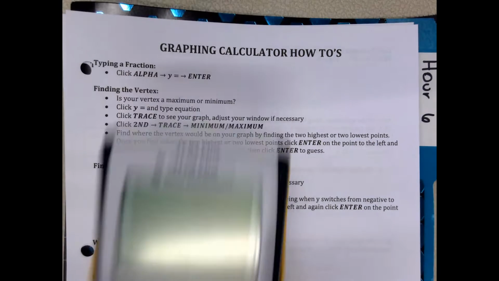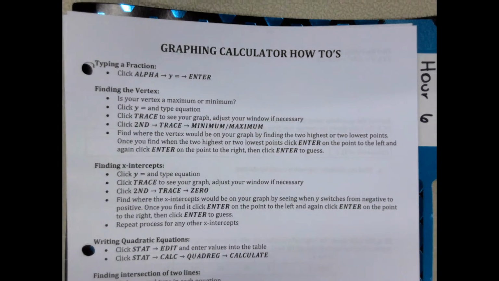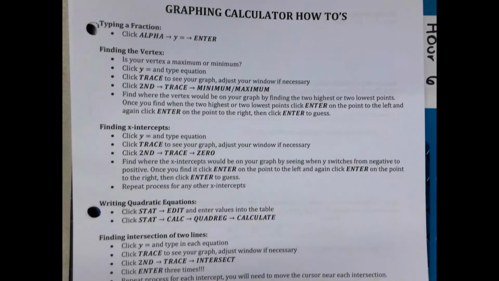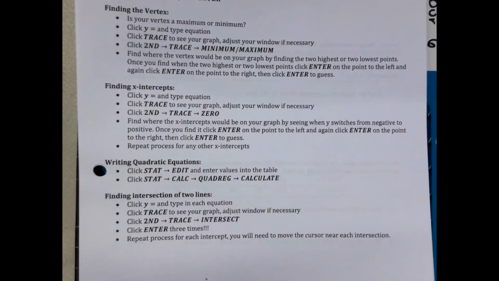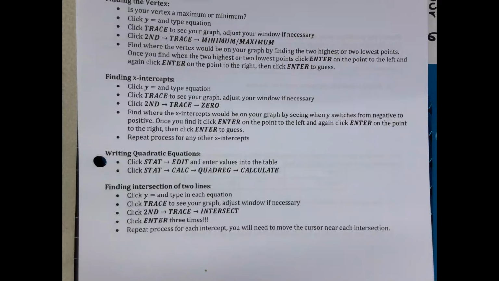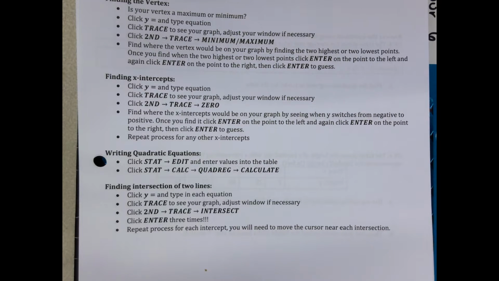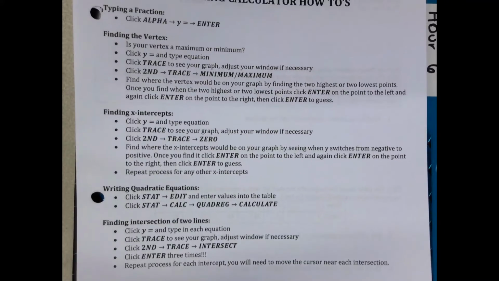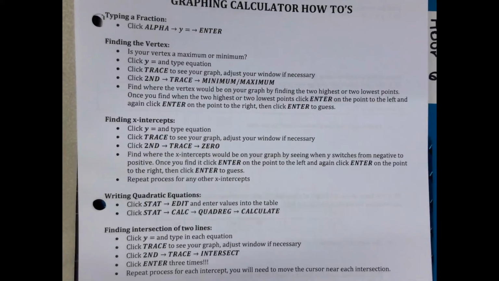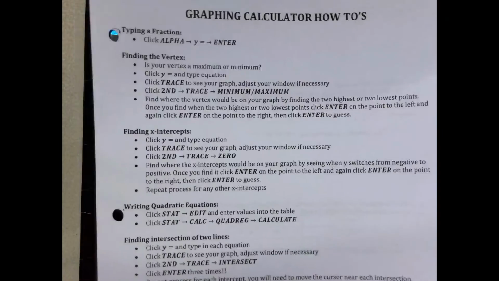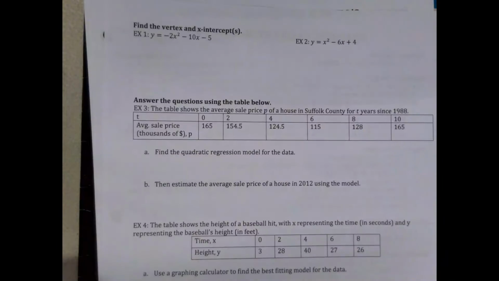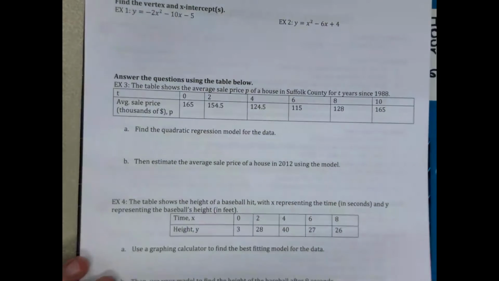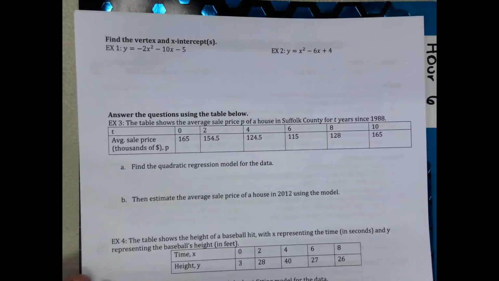Basically, on here, it tells you exactly how to find the vertex, how to find the x-intercepts, any quadratic equations, which we're going to do regression, and then finding the intersection of two lines. We're going to be doing a lot of that information here. So let's start off with finding the vertex and x-intercepts.